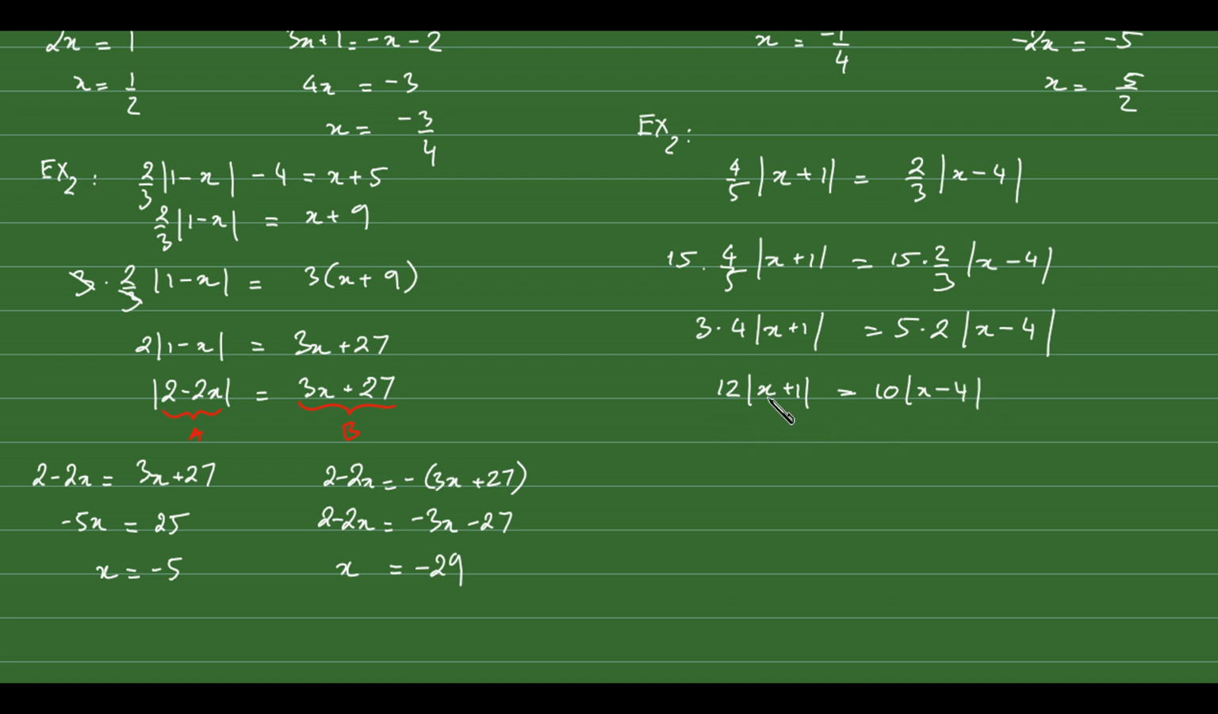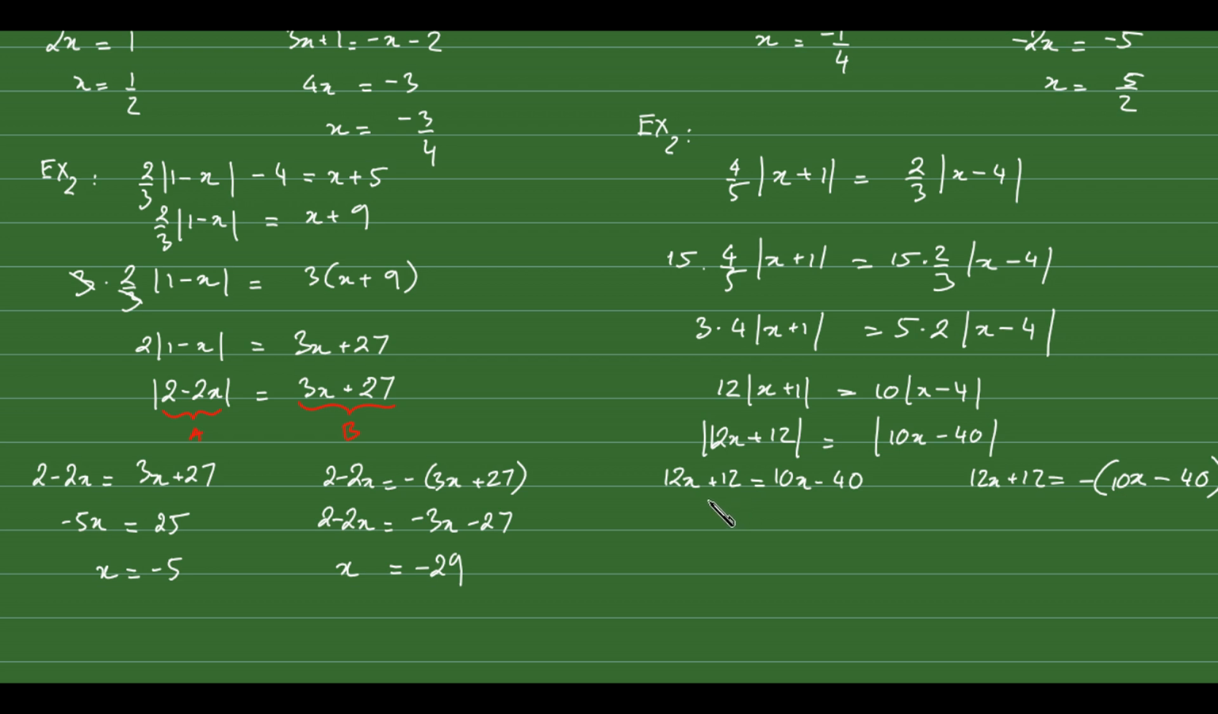Then now you're going to put it into the absolute. You see that we got rid of the fraction. Now you're just dealing with whole numbers. So you have 12x plus 12 equal 10x minus 40. It's kind of big numbers, but now you can split it up. So 12x plus 12 equal 10x minus 40, and 12x plus 12 equal negative 10x minus 40.